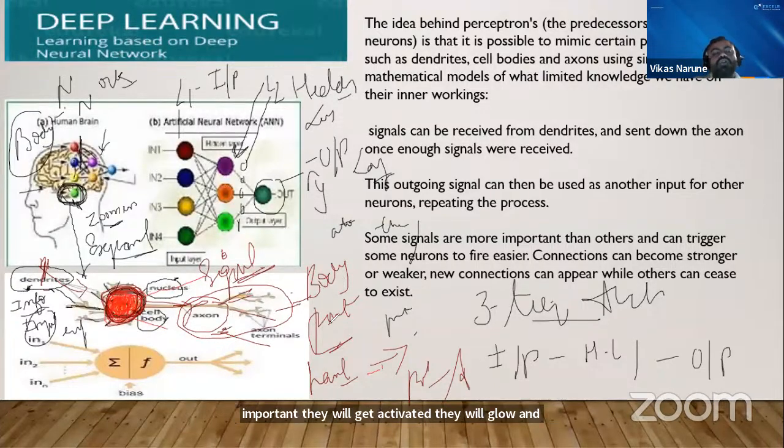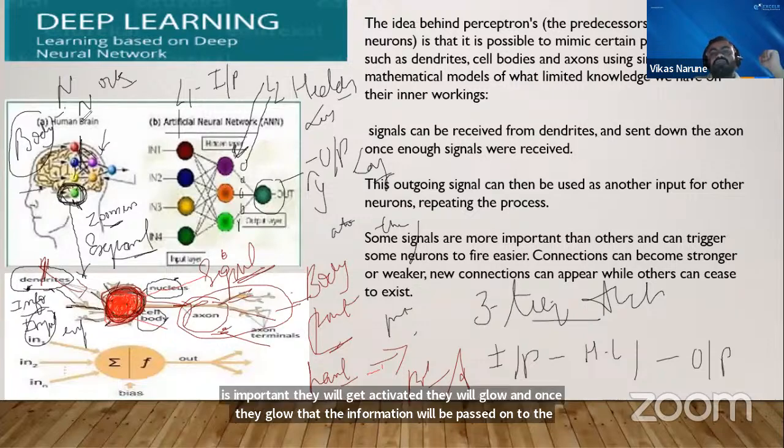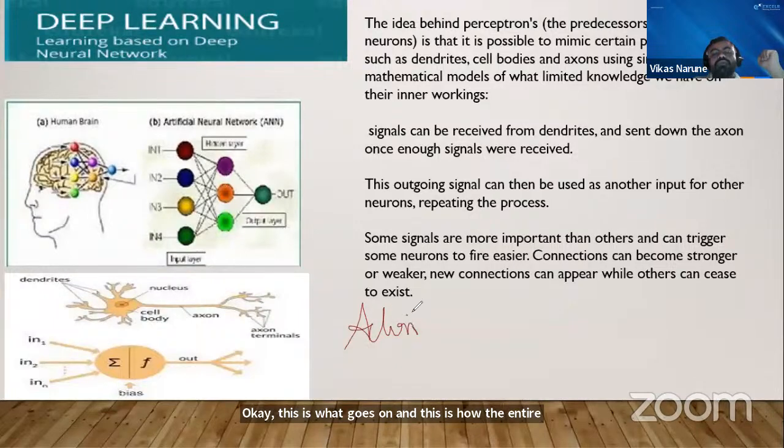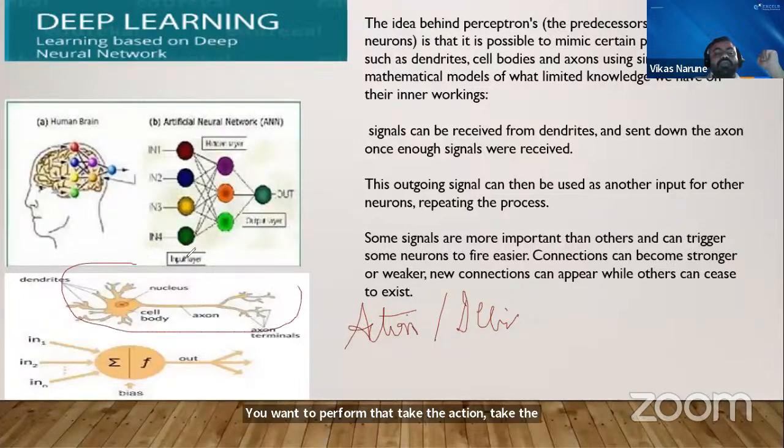Okay, this is what goes on, and this is how the entire body works, the entire functionality works, and this is how humans perform actions, guys. Humans take actions, take decisions, and so on. This is what is happening in the human brain, guys. So this is the entire human brain, how this functionality works.